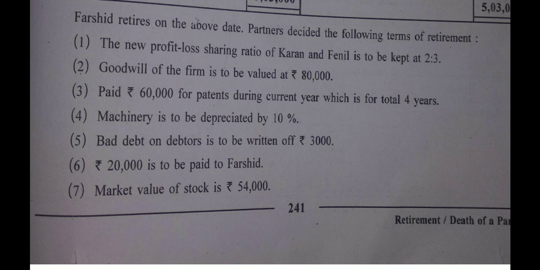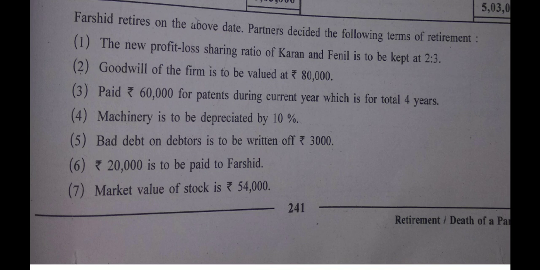Machinery is to be depreciated by 10%. This simply means that the value of machine is to be reduced by 10%. This is not new. You can do this on your own. Fine. The next adjustment. Bad debts on debtors is to be written off, rupees 3,000.